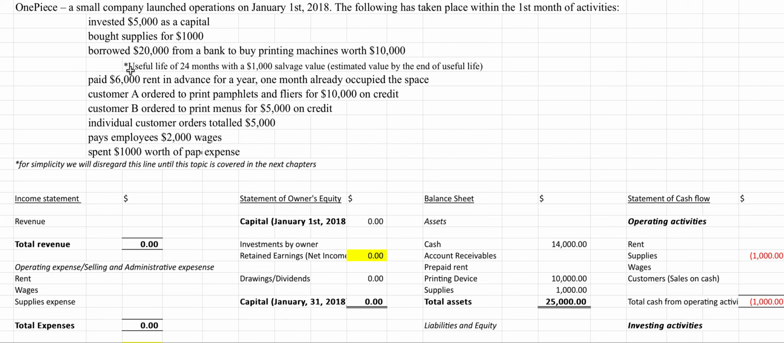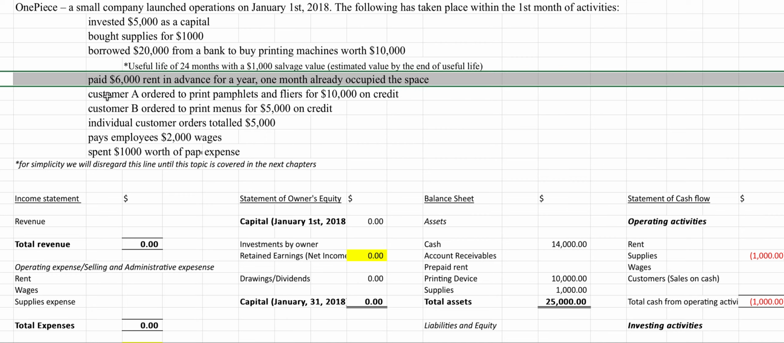Next, with the printing machines, we usually need to consider depreciation by the end of the month, but for simplicity's sake, we're not going to mention it whatsoever. We're going to disregard it, and only once we cover depreciation can we work on this as well.